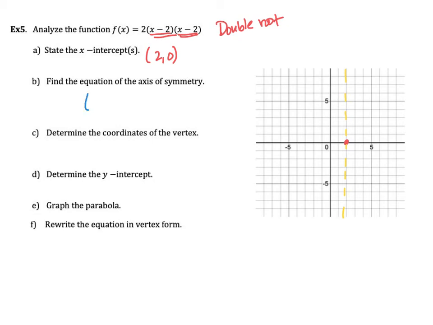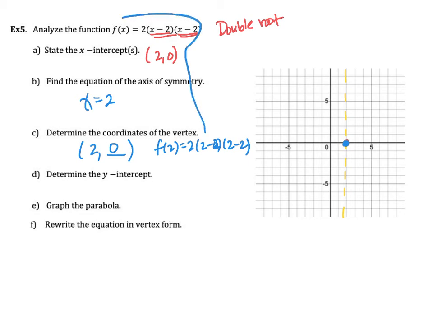So the axis of symmetry is x equals 2, and the vertex is 2 comma something. So how do we find that something? Well, it actually just has to be that point. So it's just 2, 0, right? So how would we figure that out? Well, you would say f of 2 equals 2 times 2 minus 2 times 2 minus 2. I'm plugging into this equation up here. That's just 2 times 0, which is just 0. So that has to be the vertex. The double root has to be the vertex.